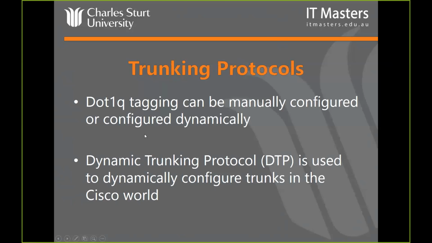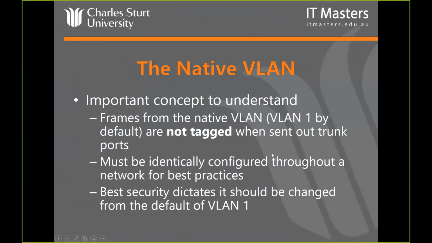Trunking protocol: .1Q tagging can be manually configured, so you can set it up manually on the switch ports, or you can use Dynamic Trunking Protocol, which is used in the Cisco world. There are various names for it in other switch vendors, but it's basically the same. That automatically tags frames as they go in and out of the switch, depending on what VLAN they're configured for.